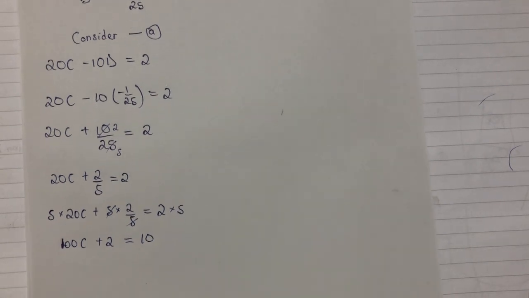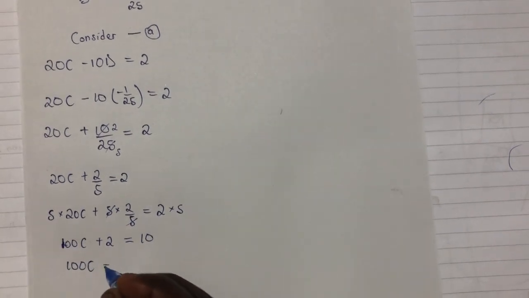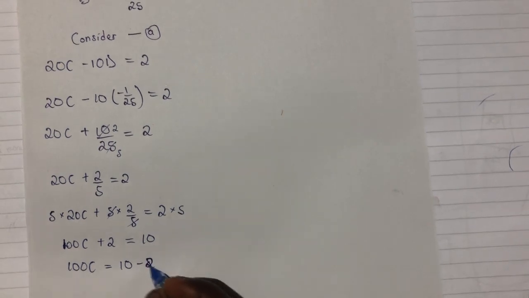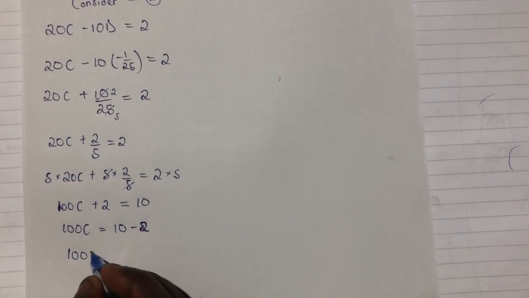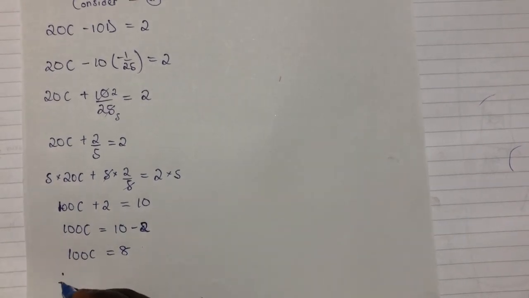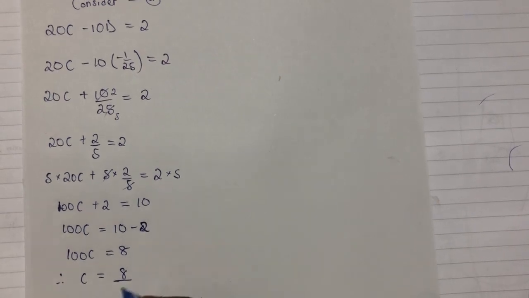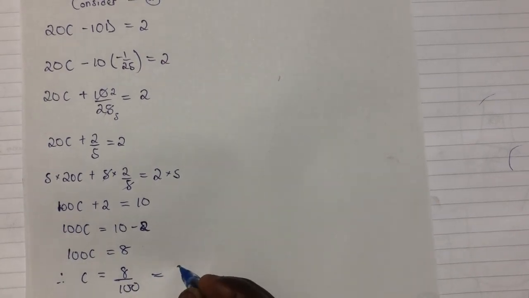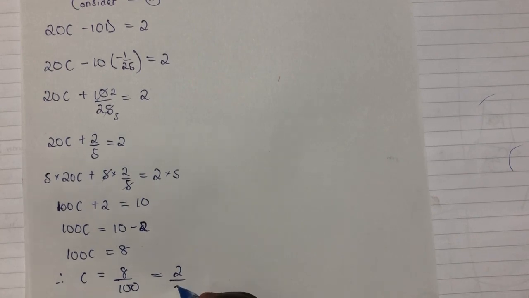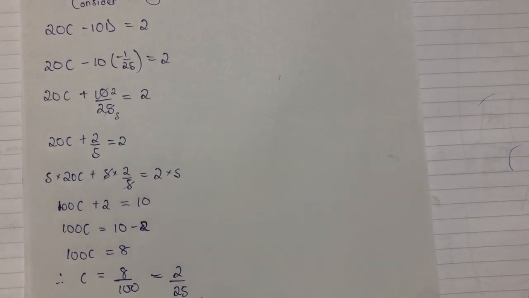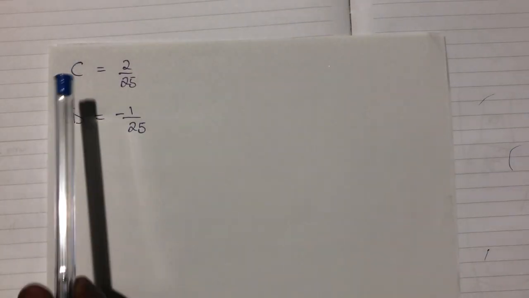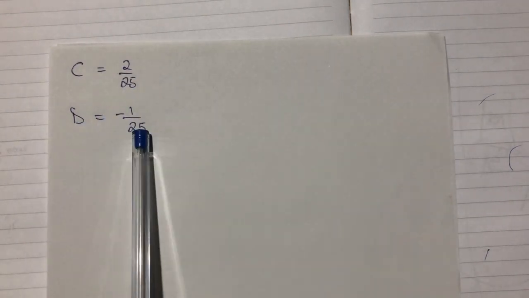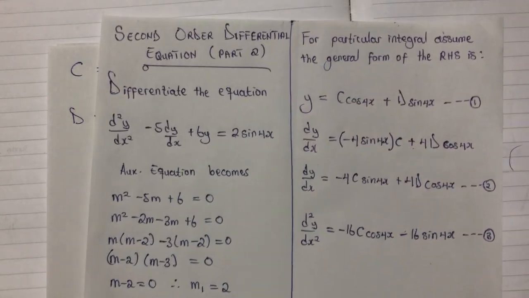When we work this out, we are getting 100C equal to 10 minus 2, which gives us 100C equal to 8. Therefore, C equals 8 over 100, which is giving us 2 over 25. So this is the value of C. These are the values of C and D. C was equal to this, D was equal to that. Now we move back to the original function and write our final solution.